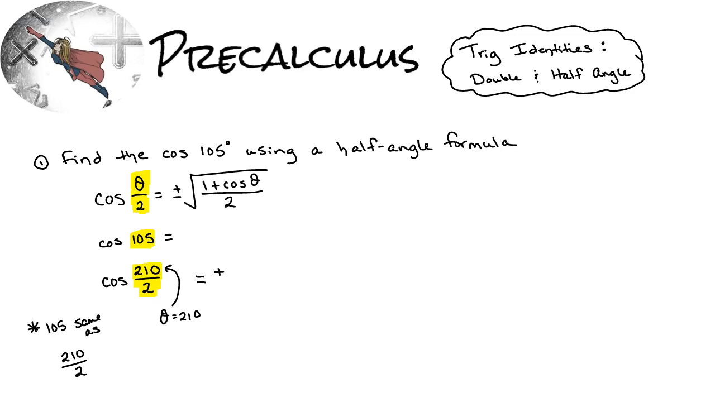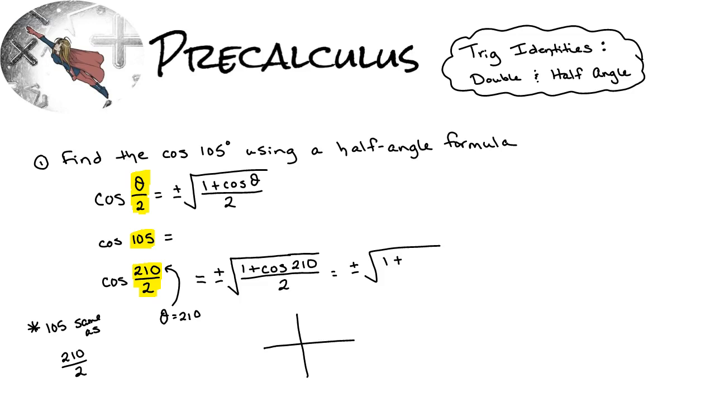So let's keep writing plus or minus. We'll deal with that at the end. And then following the formula, it's 1 plus the cosine of theta, but now we know that theta is 210. So we have that all over 2. All right, so plus or minus 1 plus. Now I know the cosine of 210. I can show the work for this.